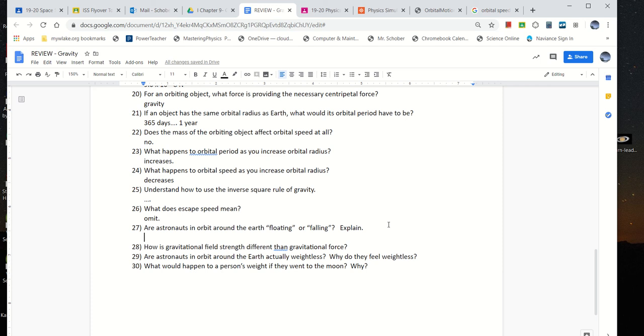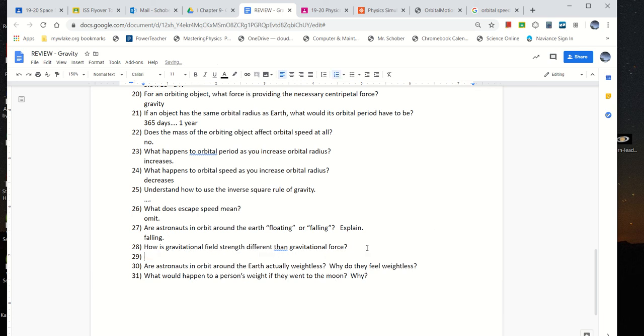Are astronauts in orbit weightless? You see them floating around. They're totally weightless. Are they floating or falling? They are falling. They're not floating. They're in a continuous free fall, and that is why they feel weightless. They are, of course, not actually weightless.